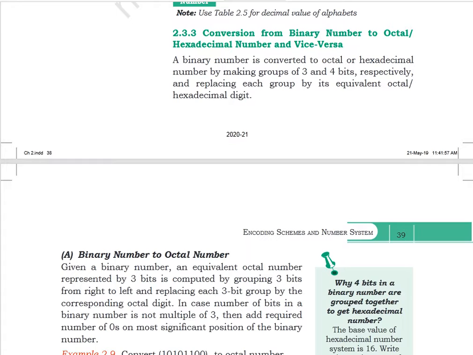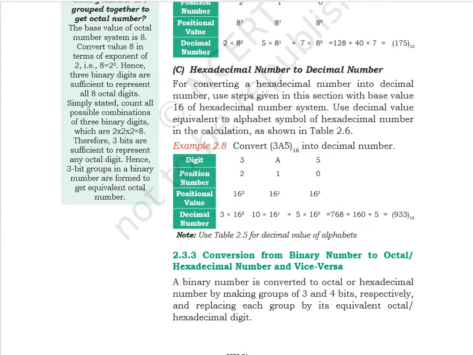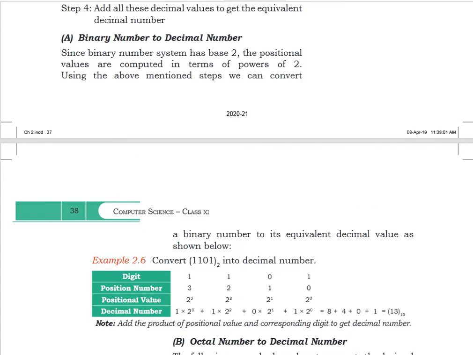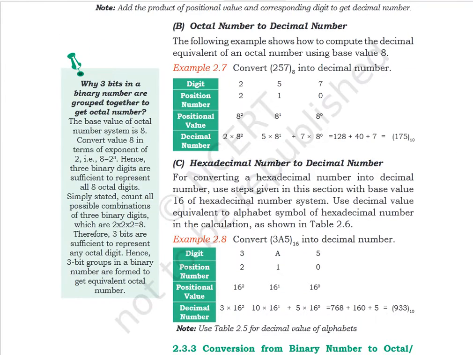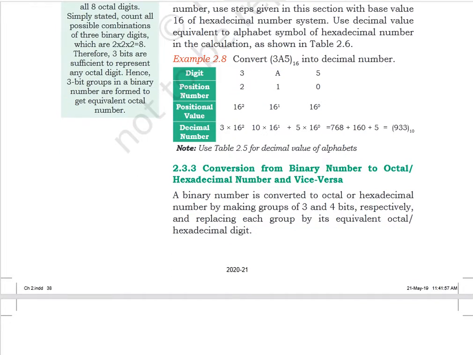Good morning everybody. Today in our class we will discuss the conversion from binary number to octal or hexadecimal number and vice versa. Previously we have done conversion from decimal to binary, decimal to octal and decimal to hexadecimal, and then from binary to decimal, octal to decimal and hexadecimal to decimal number system. And now we will learn how to convert from binary number system to octal and hexadecimal number. Okay, the procedure is very easy.